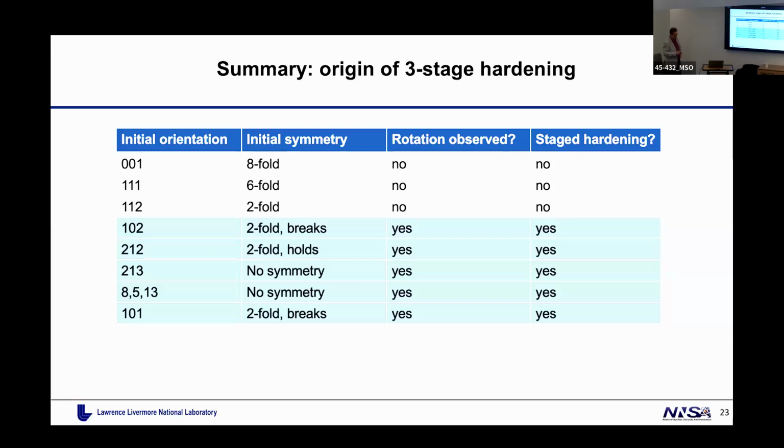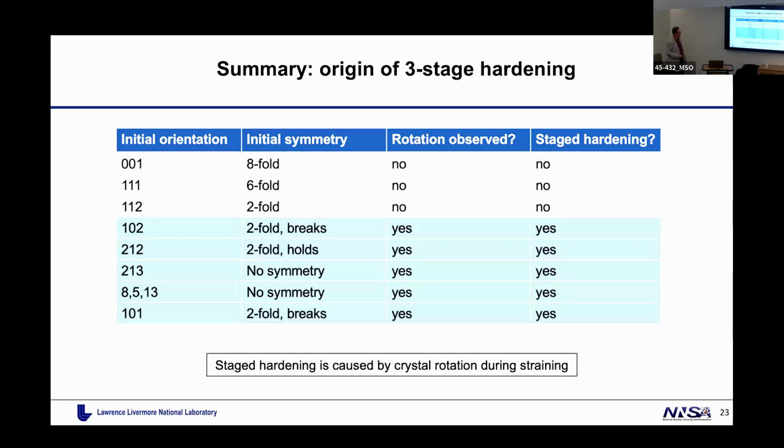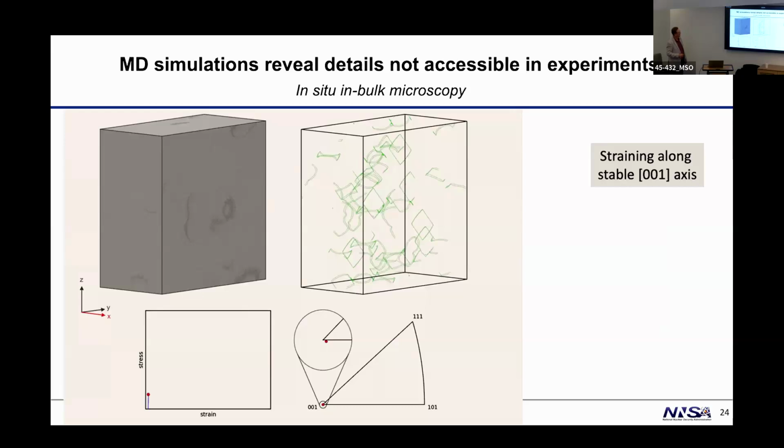It turned out to be very simple, I'd say embarrassingly simple. When a crystal rotates under tensile loading, you see this hardening. When it doesn't, and some orientations do not rotate, you see simple parabolic hardening, leveling off like that. We tried many more crystal orientations, and it's always like that. So essentially, staged hardening, these 3 stages, is nothing but crystal rotation, okay?